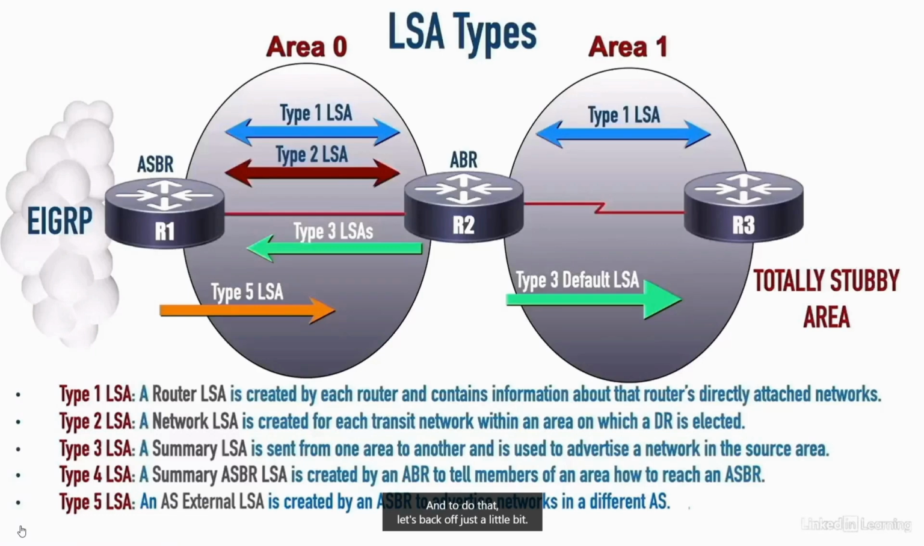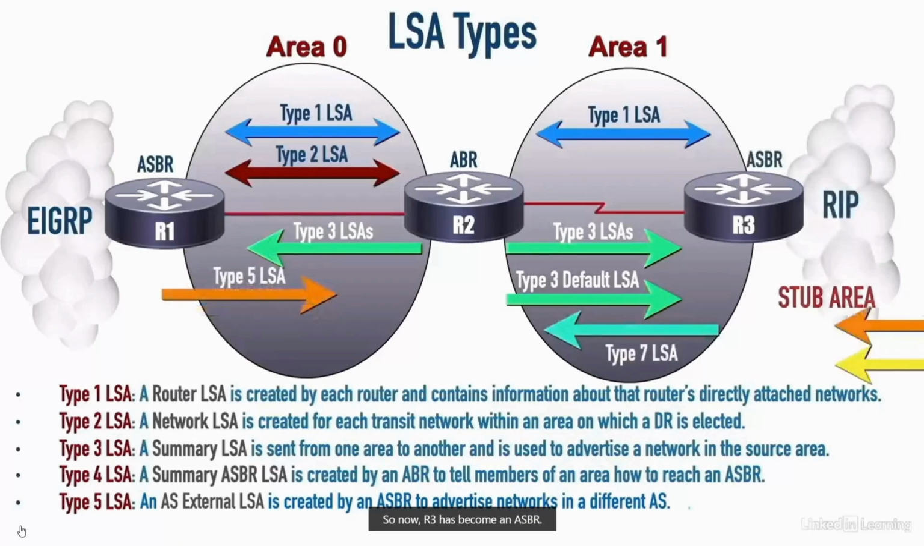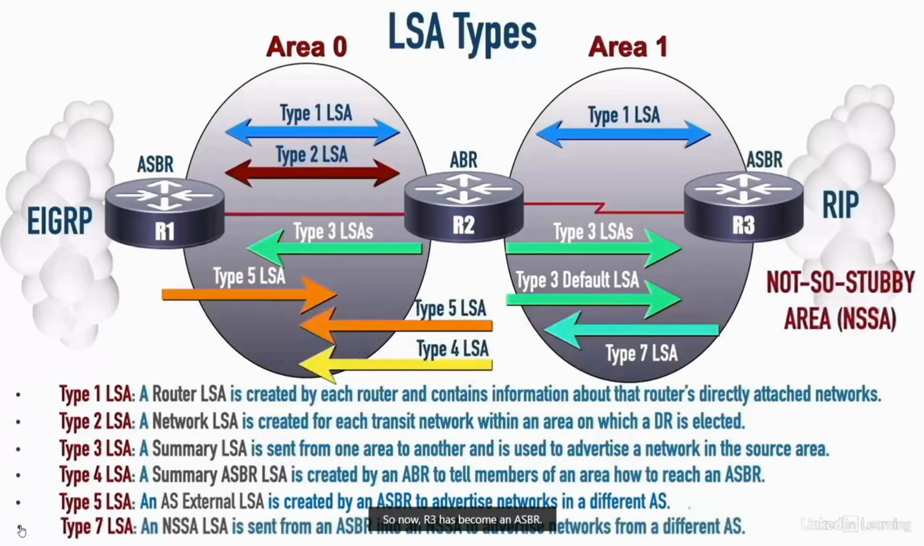But let's take this concept a step further. And to do that, let's back off just a little bit. Let's go back to where we had a stub area. Remember, we're sending individual Type 3 LSAs from Area 0 into Area 1. Let's say we had a stub area, and then we had another company merger, and R3 connected to a network that was running RIP as its routing protocol. So now R3 has become an ASBR, and this previously stub area is no longer very stubby. In fact, it's literally called a not so stubby area, or NSSA for short.